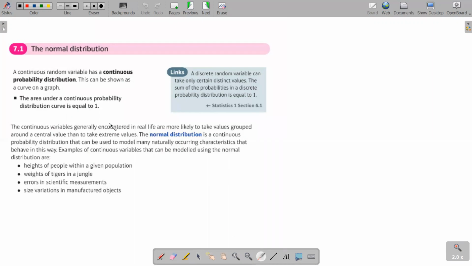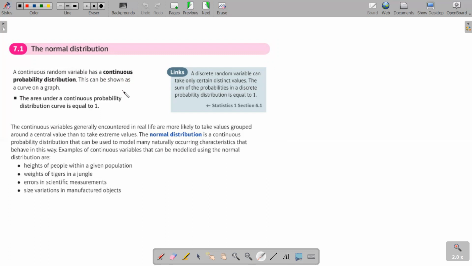Okay. So they say here a continuous random variable has a continuous probability distribution, right? So if it is a continuous variable, it should have a continuous probability distribution. You need to recall that continuous variables can take any value in a given range, right? Now in discrete, you could only take specific values. It doesn't take every x value, but in continuous, you can take any value in a given range.